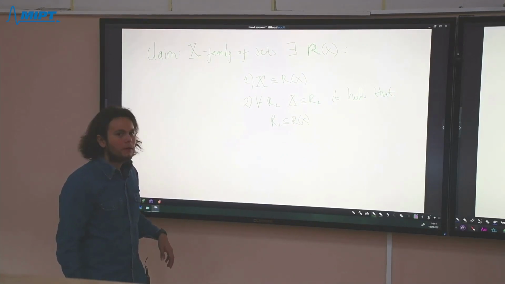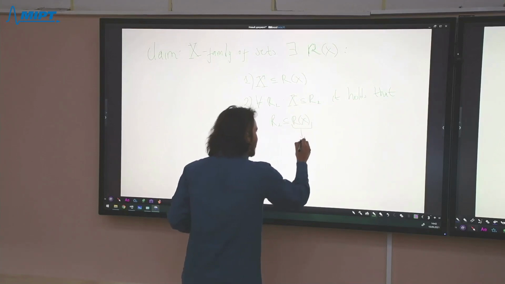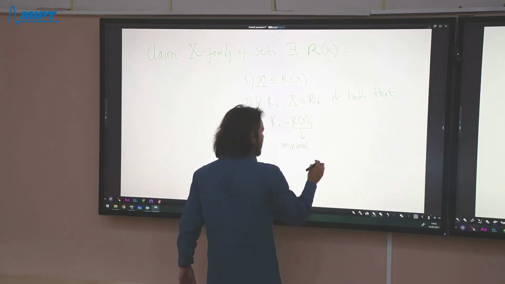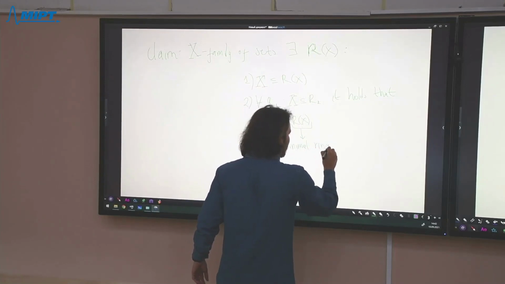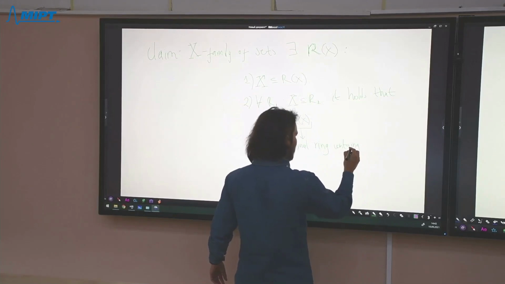So R of X is called the minimal ring containing X.